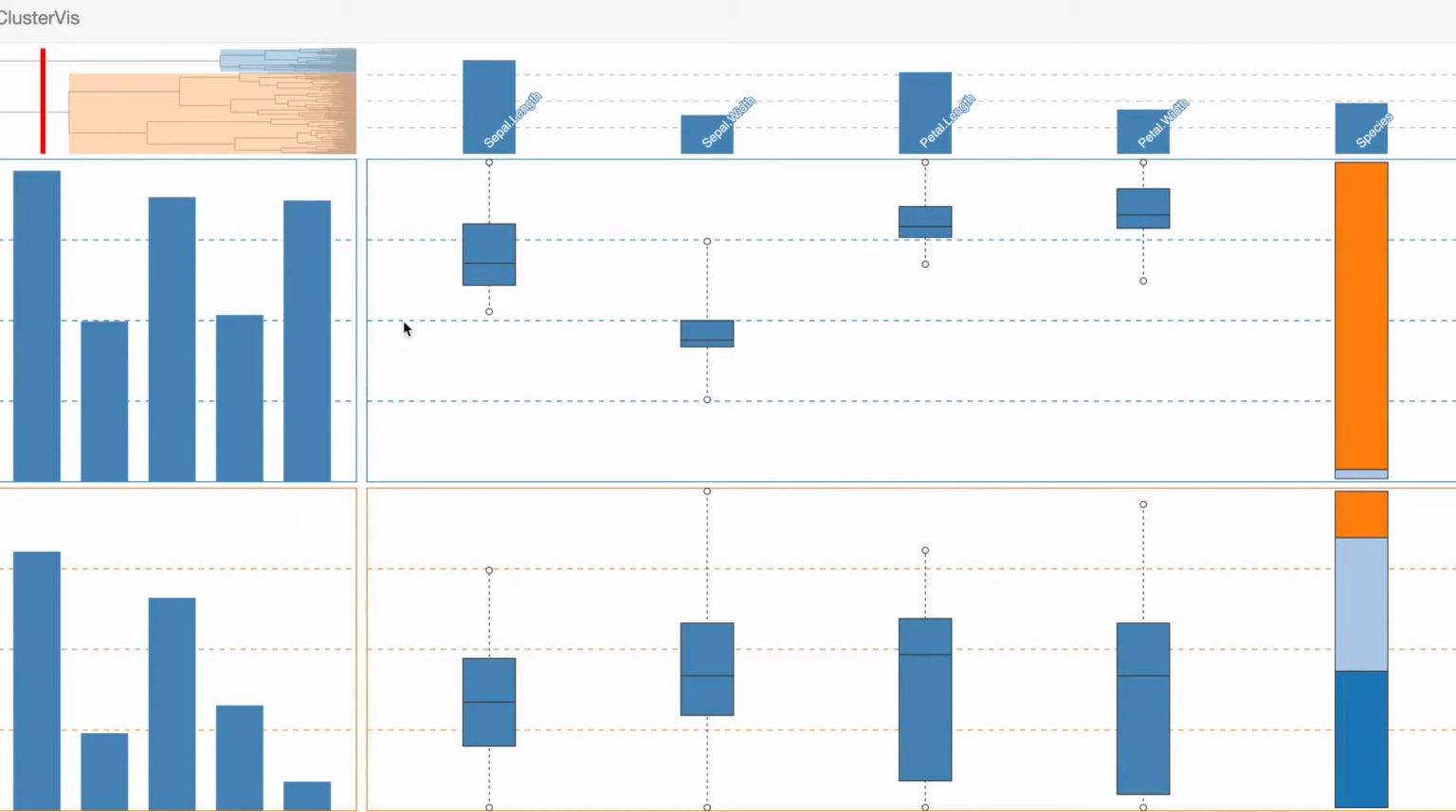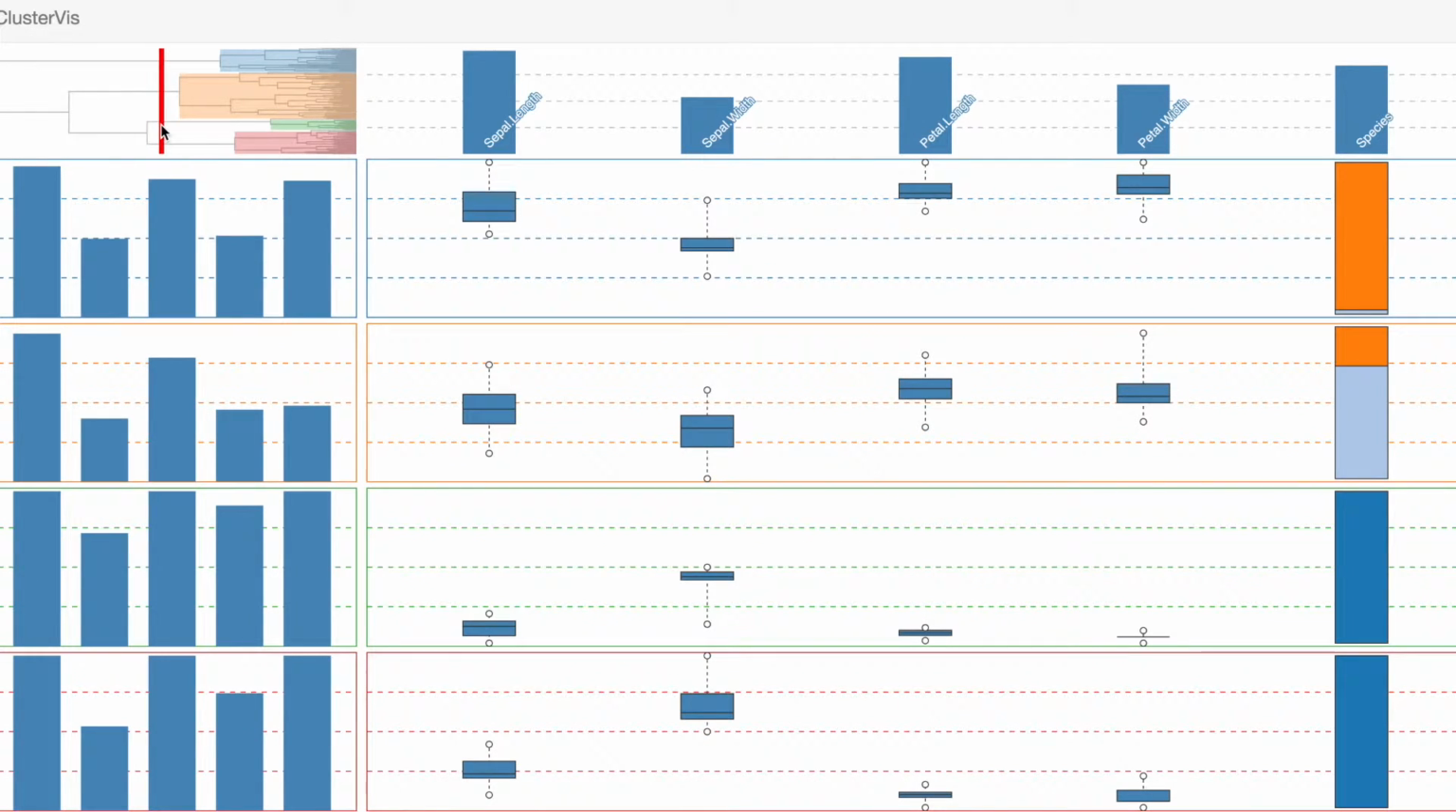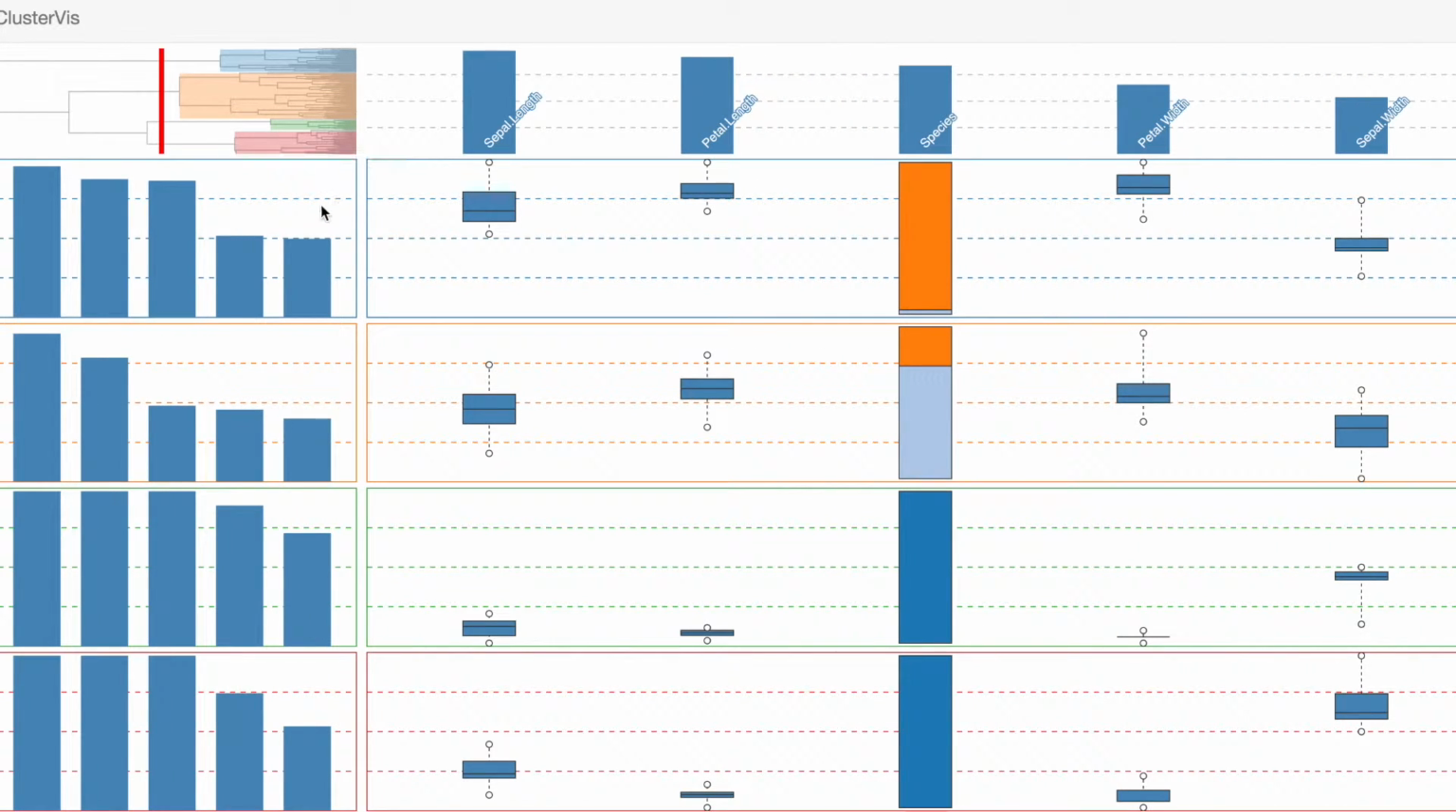In order to explore the data, the user can interact with the dendrogram, setting the height at which the tree is cut, and reordering dimensions, either by clicking on the cluster entropy view or on the average entropy view.